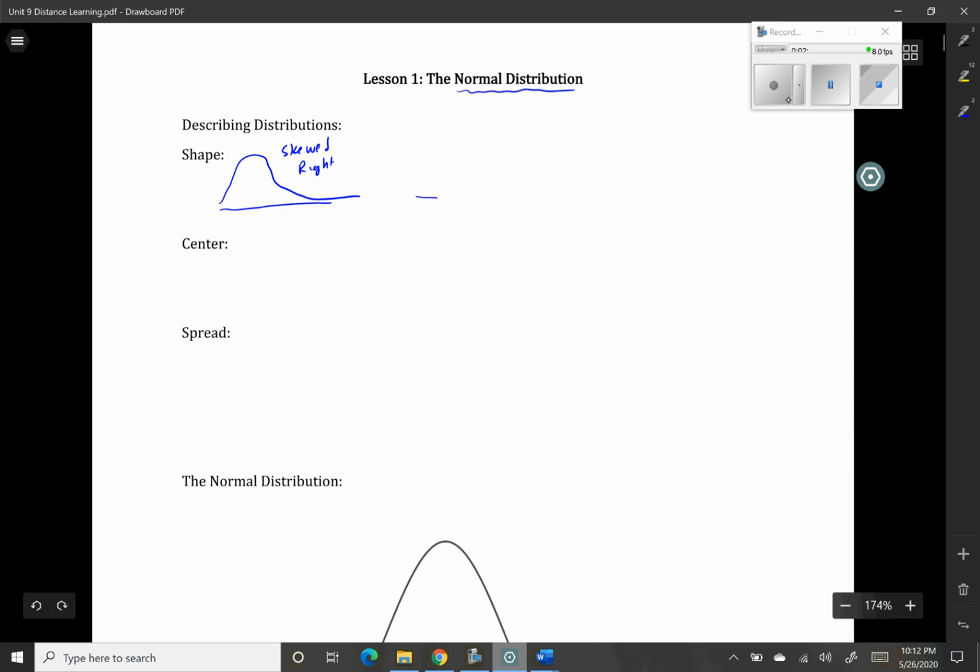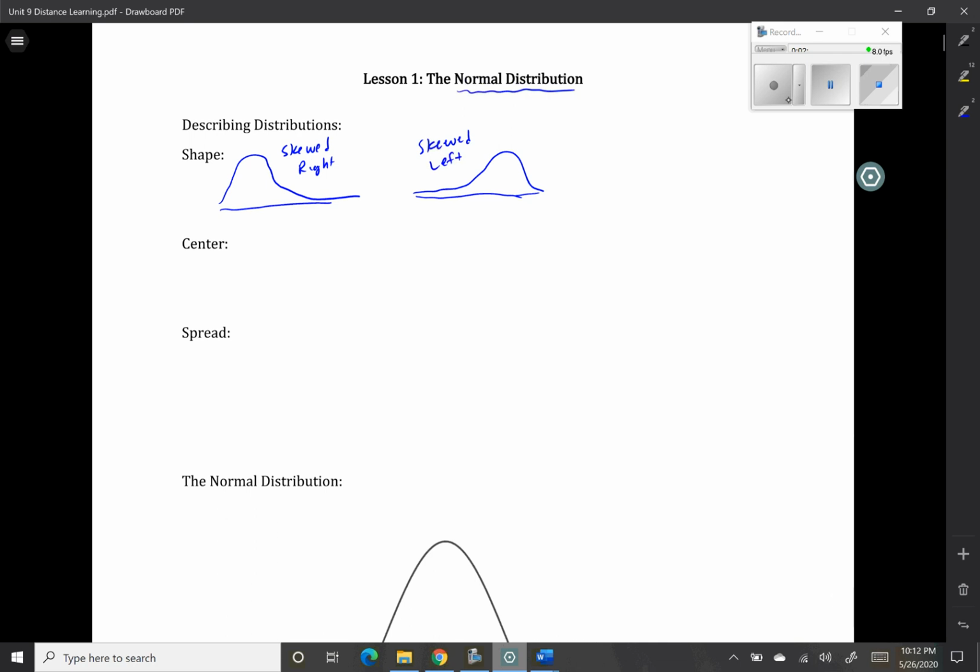Another example of a distribution would be something that has a lot of values at the top, but not so many values at the bottom. This would be like if I gave you a really easy test and everybody got 90s and 100s, but a couple people really didn't do so well and they got something in the 40s. This is an example of a skewed left graph.